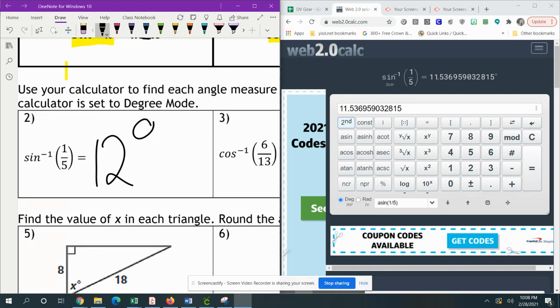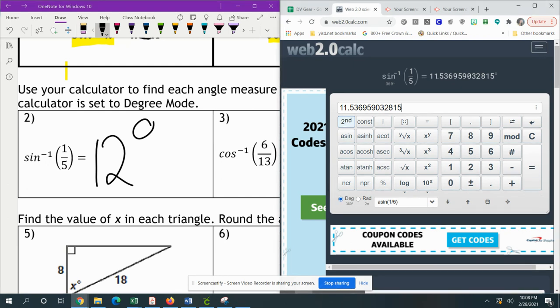Okay, and so you do need to make sure that your calculator is set in degree mode. So this little box that I have here, I can see that it has a little circle on degrees. Okay, so then the next one is going to be, second.